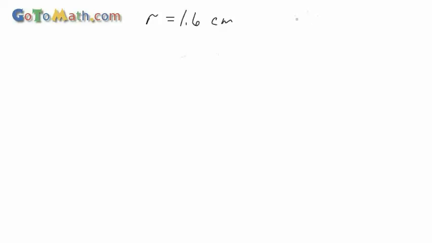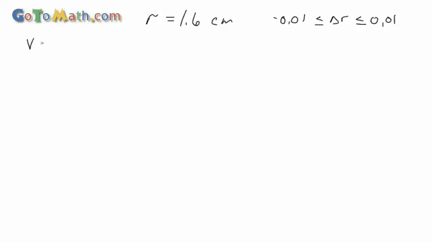And we got this possible error. So we have negative 0.01, and this is our delta R here, less than or equal to 0.01. So this is the possible error on the radius.